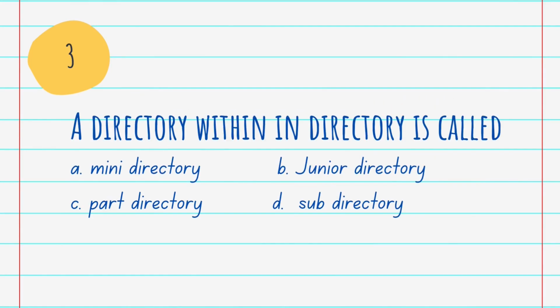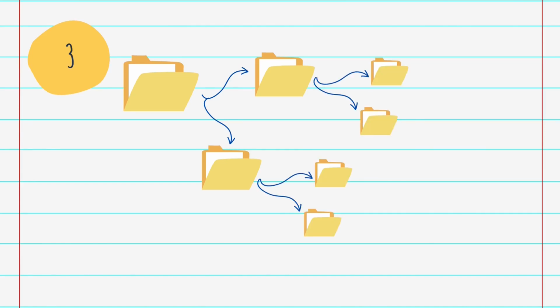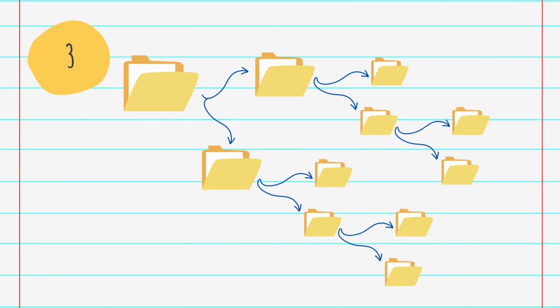Then the third question is, a directory within a directory is called dash. A, mini directory, B, junior directory, C, part directory and D, subdirectory. And the answer is D, subdirectory. In a computer file system, a subdirectory is a directory that is contained in another directory called the parent directory. A parent directory may have multiple subdirectories. Every directory except for the top level root directory is the subdirectory of at least one directory. The list of parent directories of the directory or file is called the path.